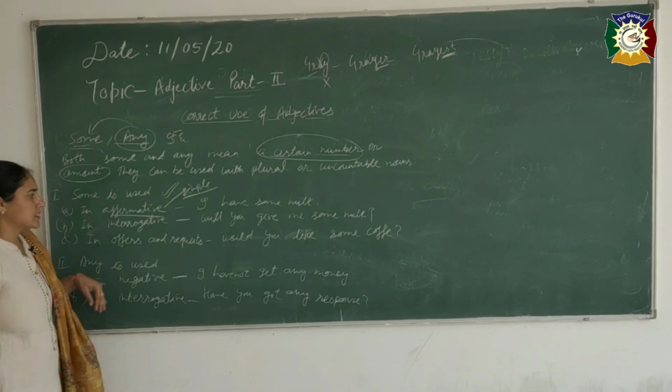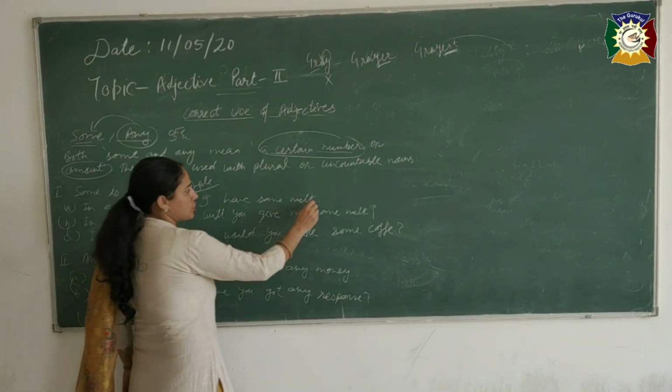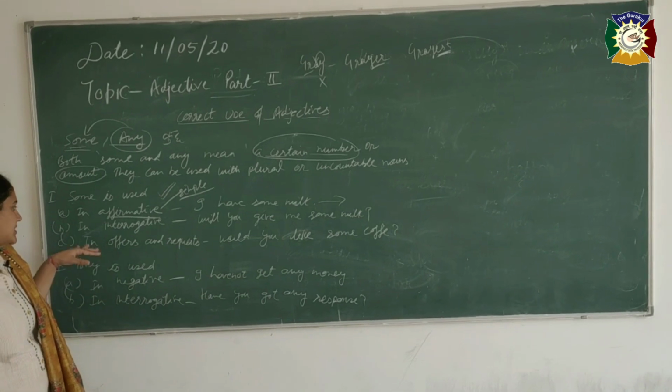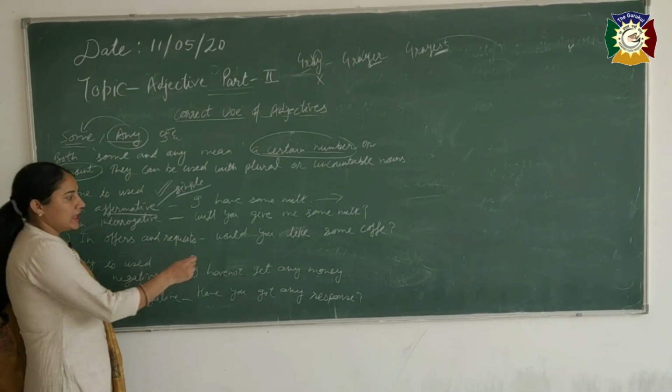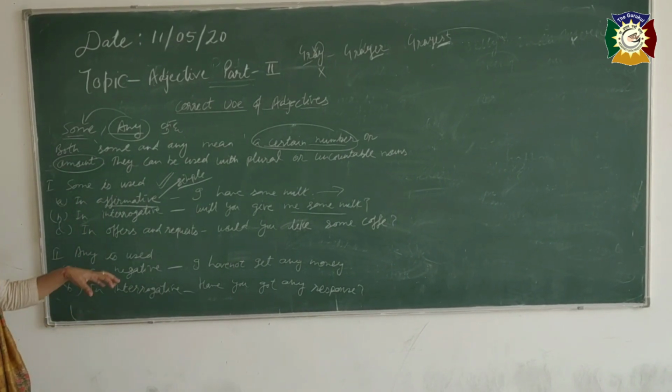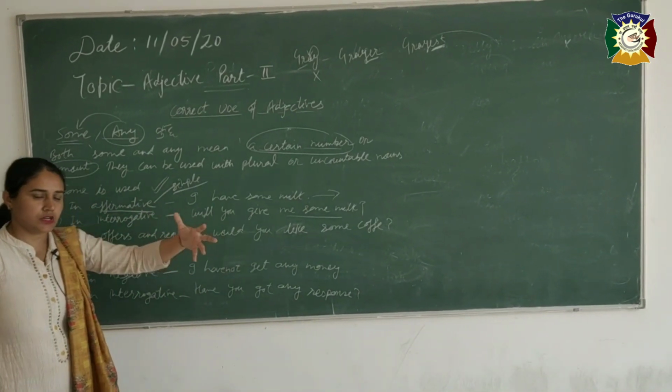Simple sentences. I have some meals, which means you are having something. You are having some milk, in a positive sense. In interrogative, will you give me some milk? When you are demanding something from anyone else, you can also use some in an interrogative form.